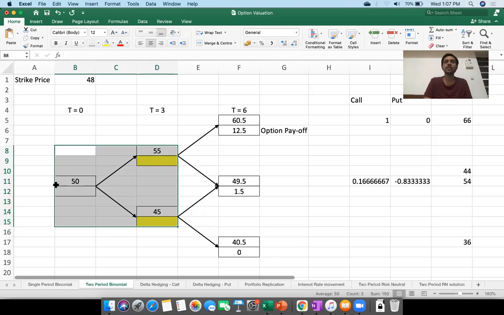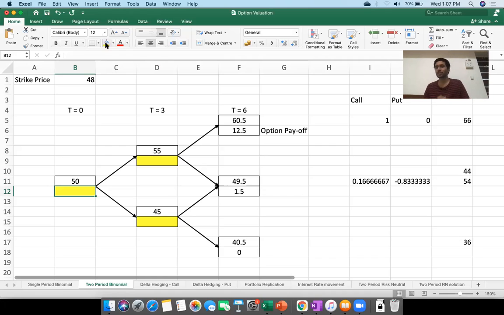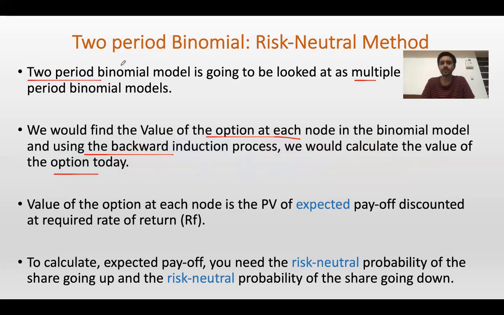So we will look at this as a single period binomial model, and using the same approach we followed earlier, we will be valuing the option at t equal to 0. This value of the option is nothing but the premium of the option which the holder has to pay to the writer at t equal to 0. The value of the option at each node is going to be exactly how we calculated earlier. It is going to be the present value of the expected payoff discounted at the risk-free rate.